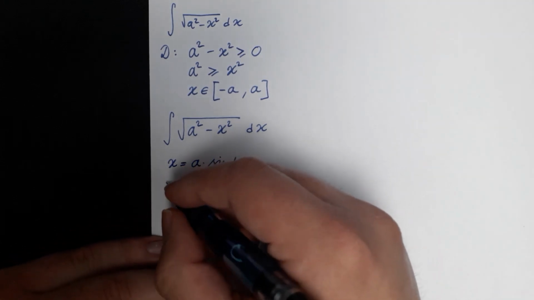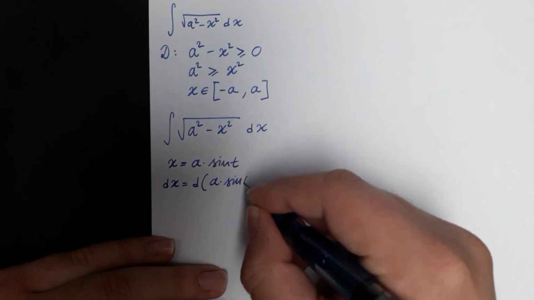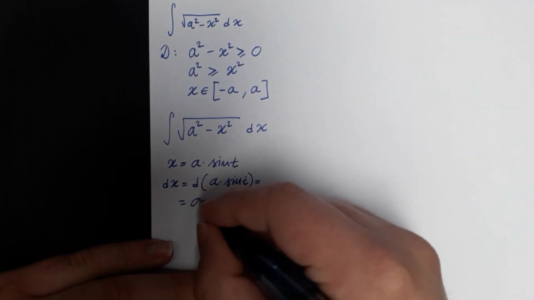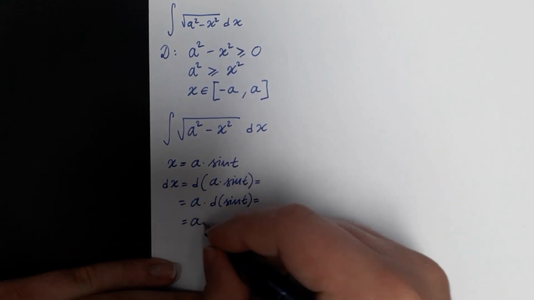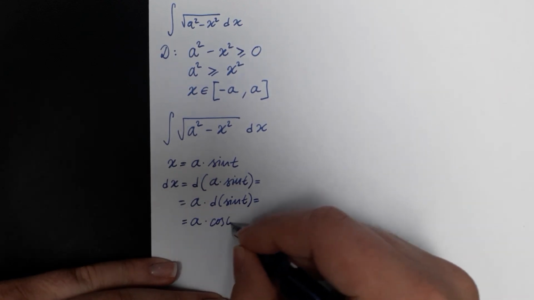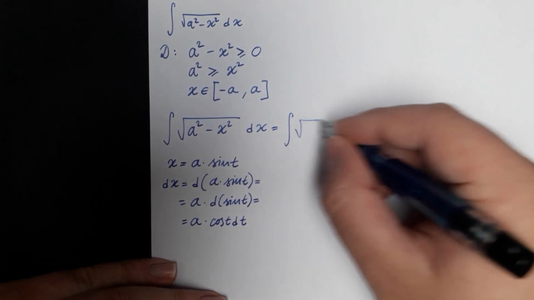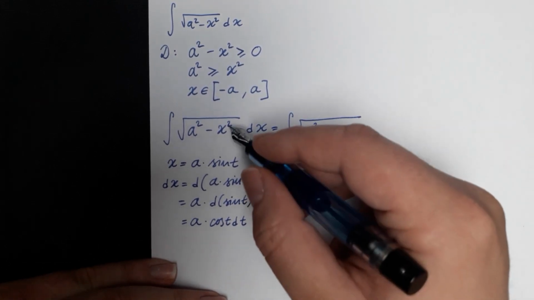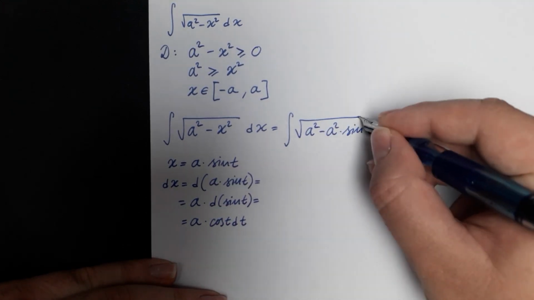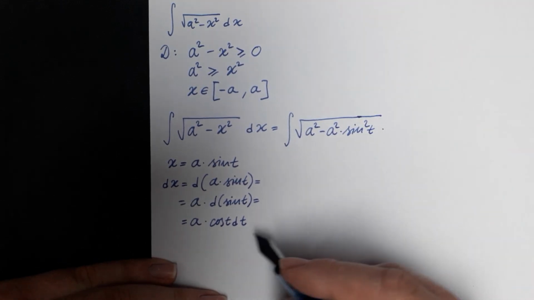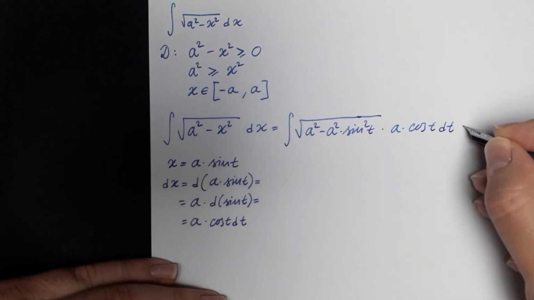Well, this basically leaves us with a differential of x being a differential of a times sine of t, which is then equal to a times a differential of sine of t. That is then equal to a times cosine of t dt. This integral is then equal to a square root of a squared minus x squared, which is a squared times sine squared of t, times differential of x, which is a times cosine of t dt.